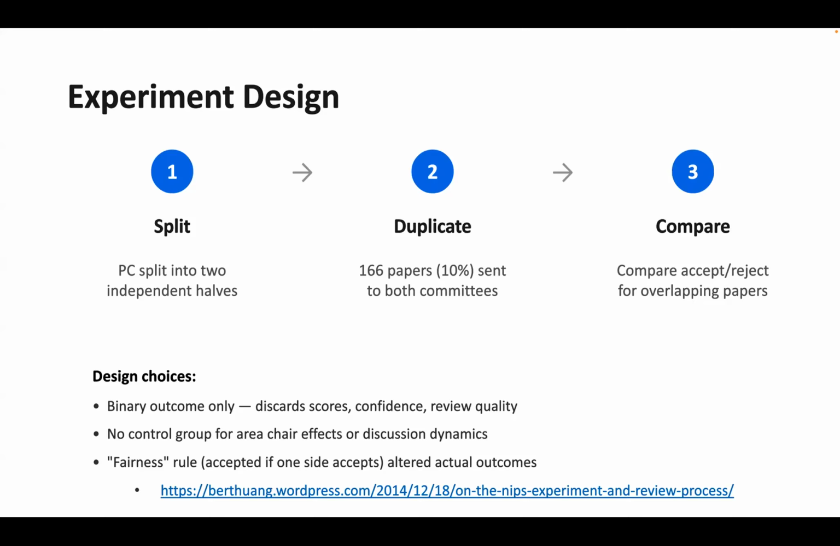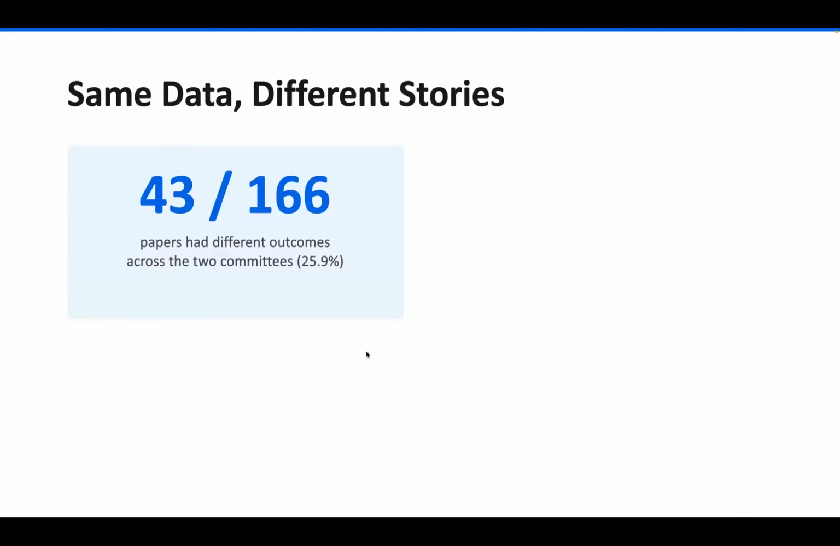The caveat here is that because the area chairs can de-anonymize and have access to the submissions, they can get a hint, and that's what this area chair also wrote about, that they can get a hint that this paper is duplicated. And in the end, their rule was that any paper that is accepted by either of the splits is going to be accepted in the conference. So this can also create some kind of bias or a confounding effect on the results.